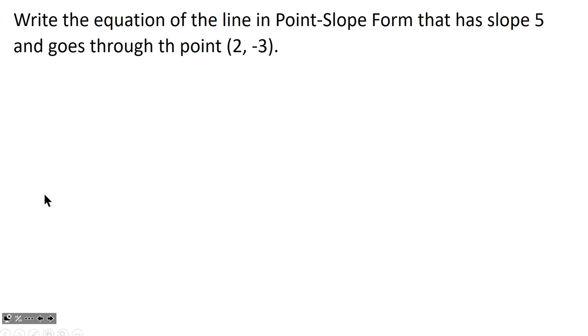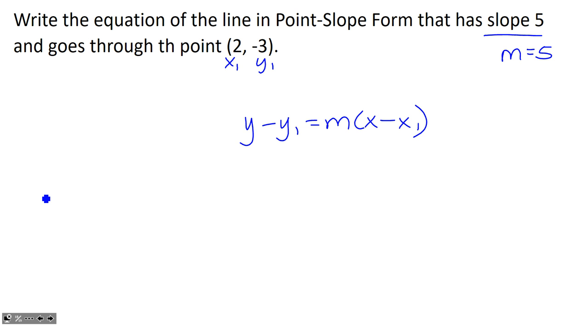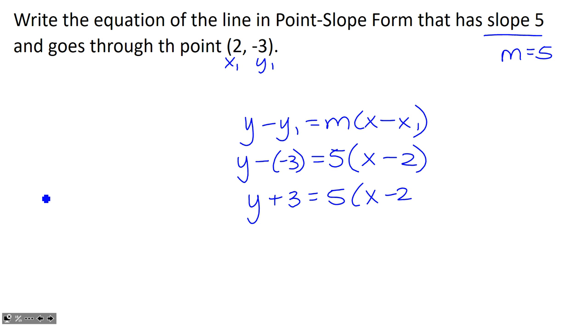Okay, write the equation of a line in point slope form that has slope 5 and goes through the point (2, -3). So m equals 5 and it goes through this point, (x1, y1). Point slope form is this. So we're just going to plug in. So y minus negative 3 equals m, which is 5, times x minus x1, which is 2. But we got to simplify. I can't have a minus a negative. So this becomes y plus 3 equals 5(x minus 2). There's my equation in point slope form.